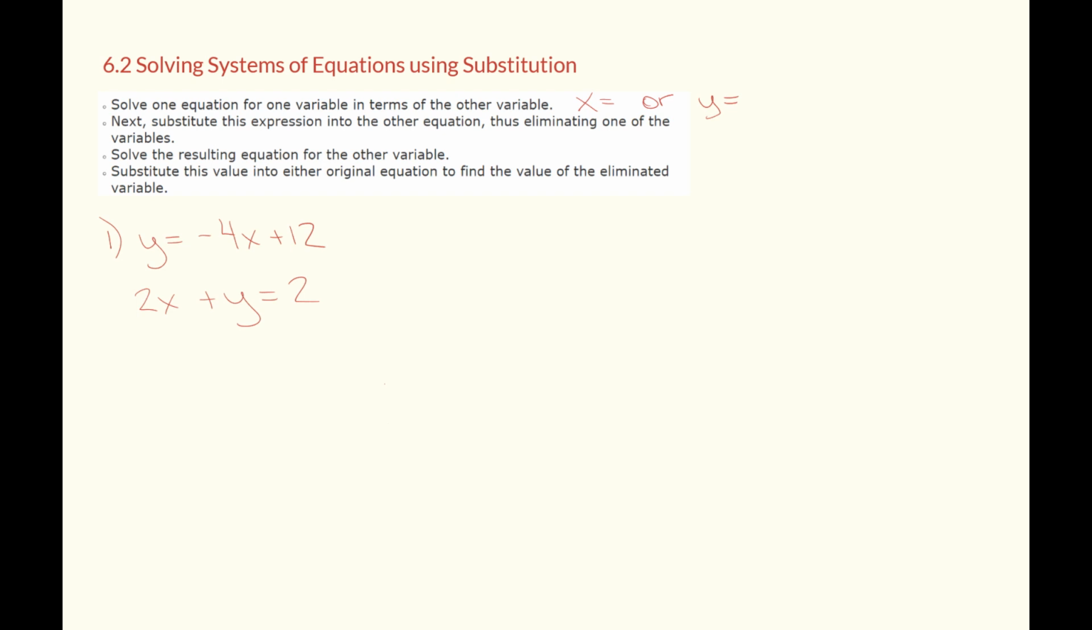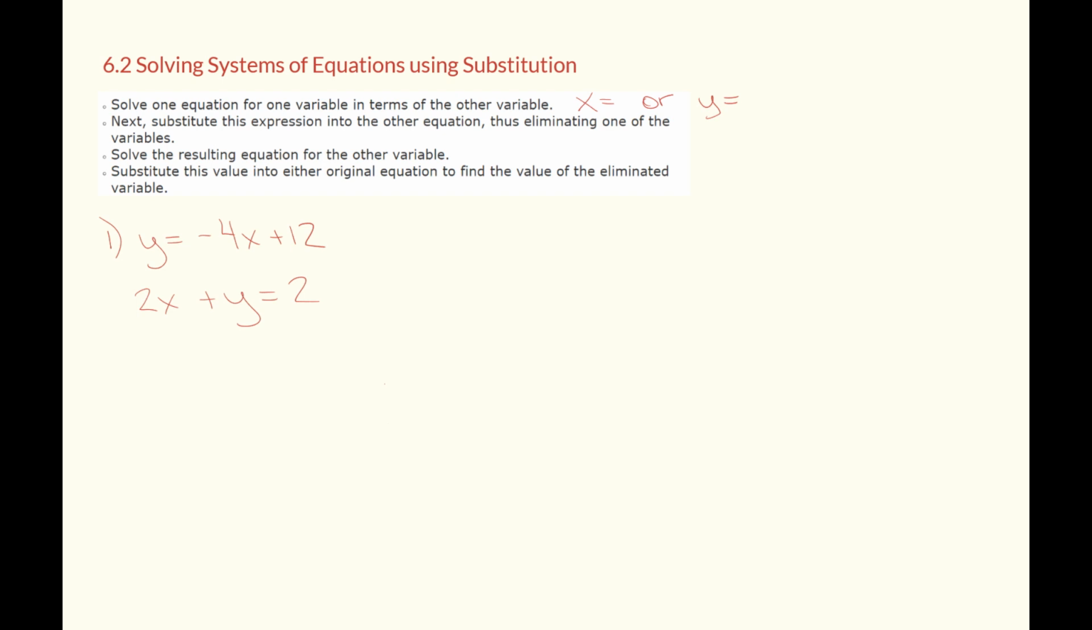Next, once you do that, substitute that expression that you got into the other equation. That will eliminate one of the variables. Once you do that, solve the resulting equation for the other variable and substitute that value into the original equation. I know that's really wordy, so let me show you how it works.